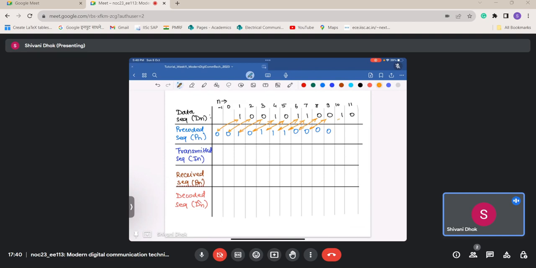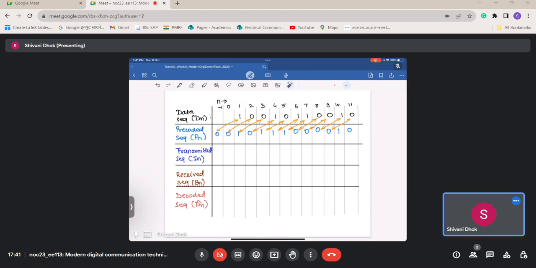Then we have XOR of 1 and 0, that comes out to be 1. Then we have XOR of 0 and 0, that comes out to be 0. Okay, so the pre-coded sequence that we have, if we start from -1, will be 0 0, 0 0, 1 0, 1 1 1, 0 0 0 0 1 0. So this is your pre-coded sequence.